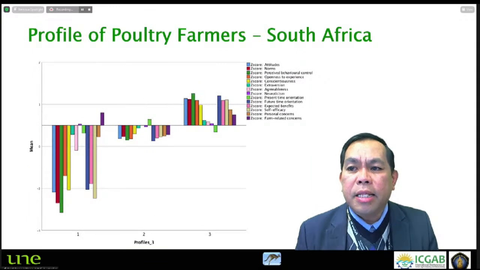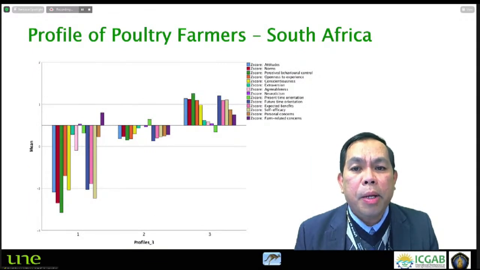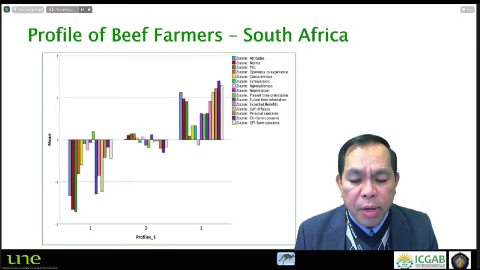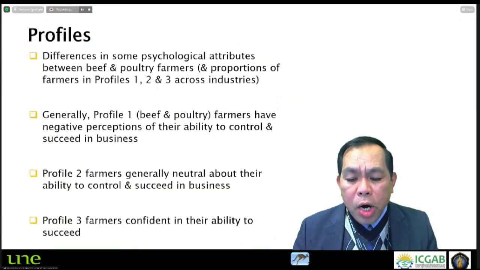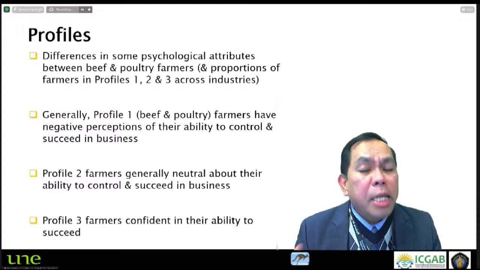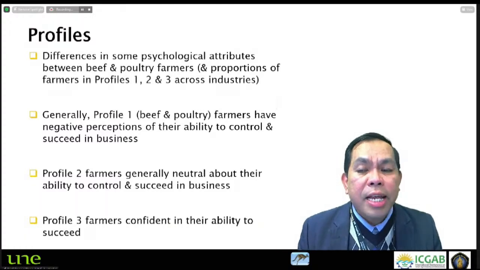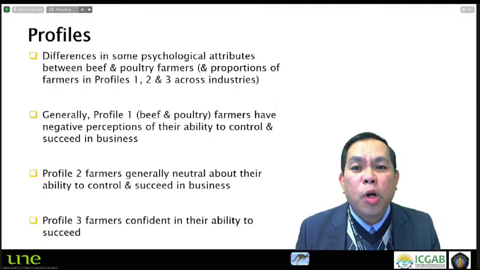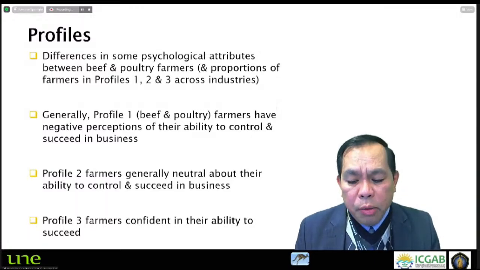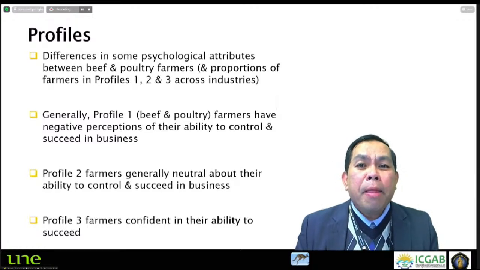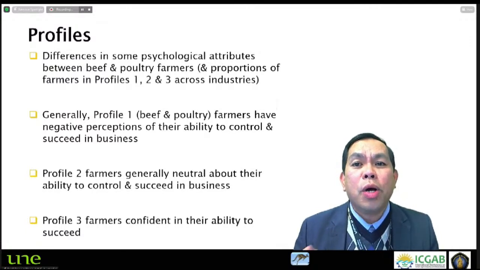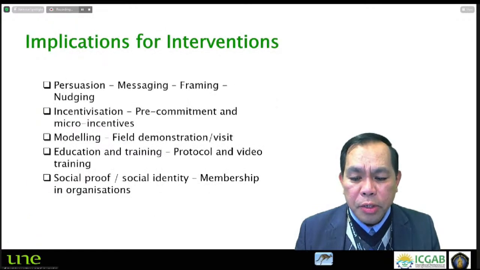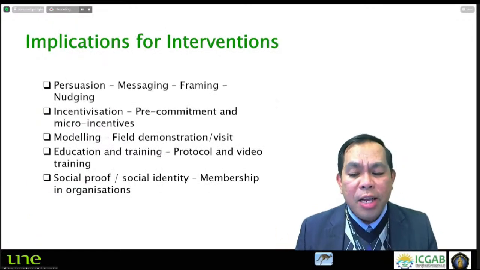And we've separated the things for farmers, poultry and livestock farmers in beef, and we have three distinct pieces of information also. And of course, a similar interpretation as in the previous context in Bangladesh, which means profile number 3 are the ones who are confident about their ability to succeed. They are the innovators. They are the ones who are open to innovations. So what are the implications for intervention here?